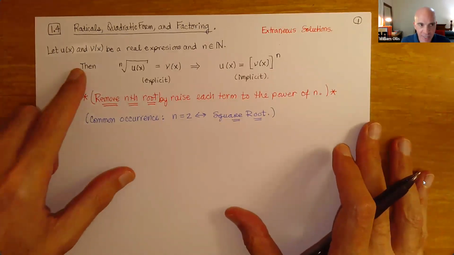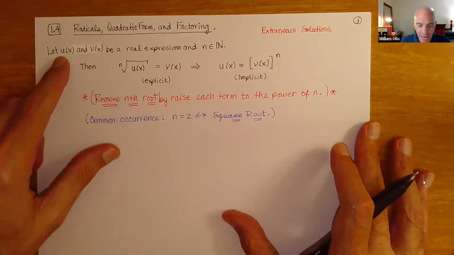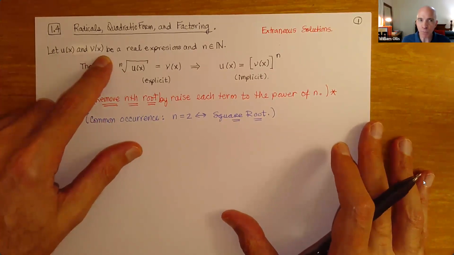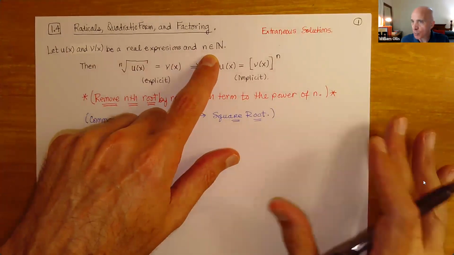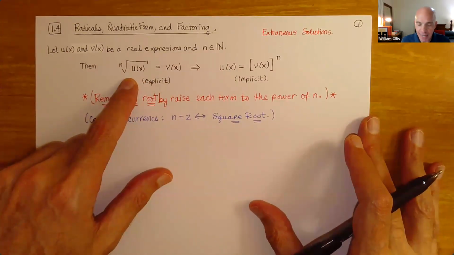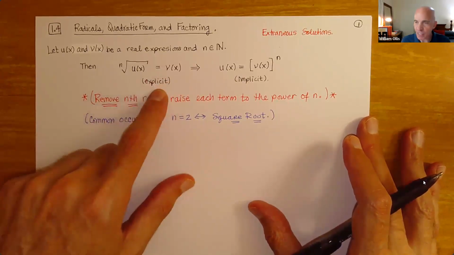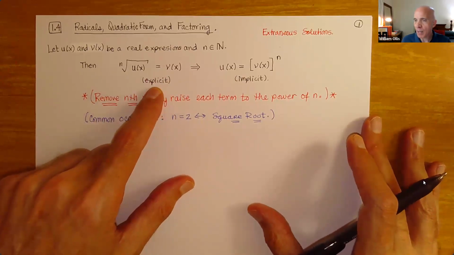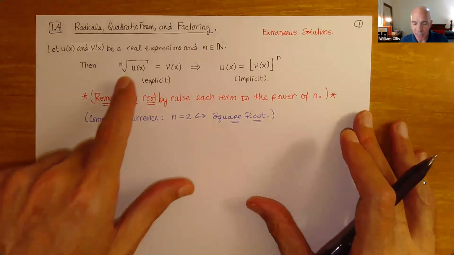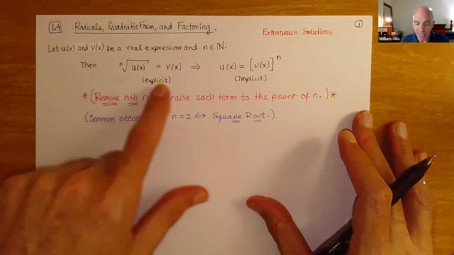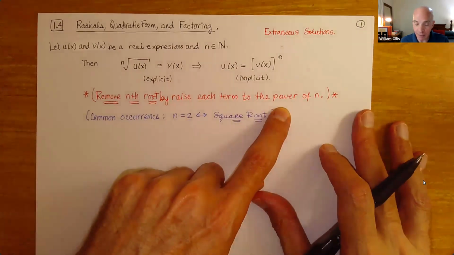So what I've written here is just maybe like a little rule of sorts. If we have u and v being real expressions, and letting n be a natural number, 1, 2, 3, 4, etc., the counting numbers. Then if we take the nth root of u of x and set it equal to v of x, we can think of that as being an explicit form, even though it may not actually have the form we care about. And then we can remove the radical by raising each side of the equation to the power of n.